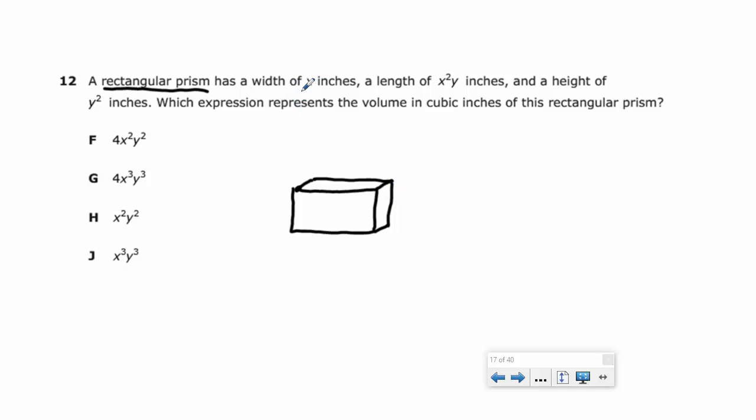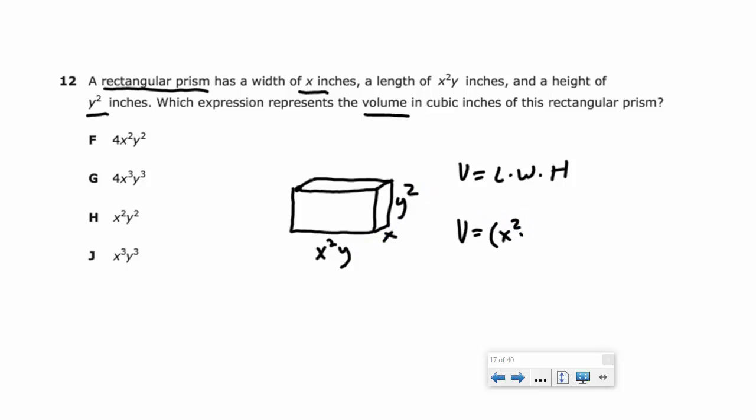They tell me that the width of this is x inches, so I'm going to make this little side here x. The length is x squared y. And the height, they tell me, is y squared. So this distance is y squared. They say which expression represents the volume. If you remember the volume of a three-dimensional rectangular prism, the volume is equal to all these dimensions multiplied by each other: length times width times height. So what they really want you to find is this times this times this.